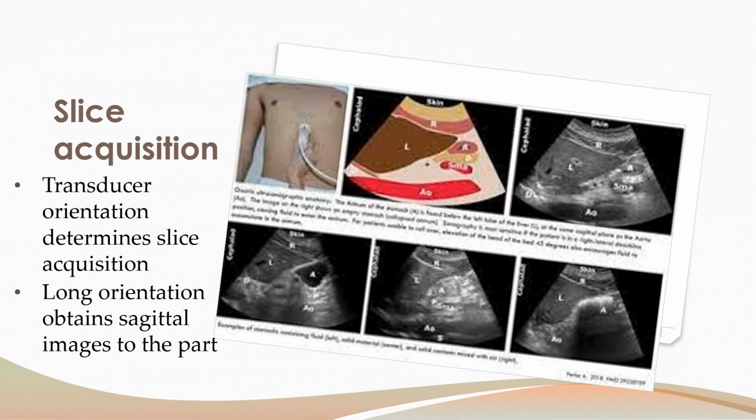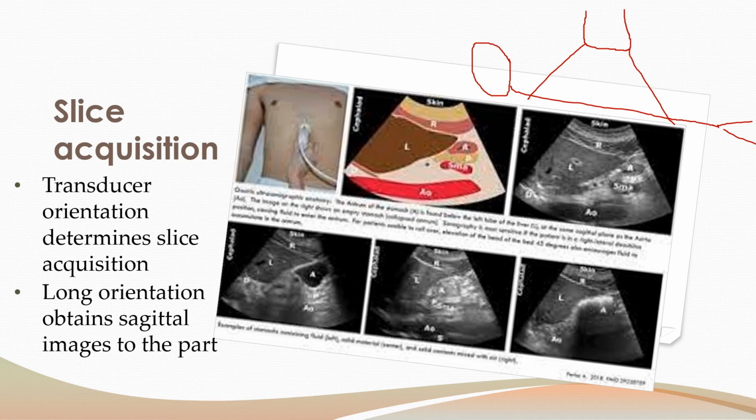Okay, so now when we are scanning, we have to think about the slice acquisition that we're obtaining. So in this example, the transducer orientation is going to determine the slice that we're getting. So if this is my transducer and the broad part of my transducer is like this, it's going to be emitting a beam that goes out like this. And so if my patient's head is up at this end, body is down here, this is going to obtain something that looks like a long or a sagittal axis slice of the body.